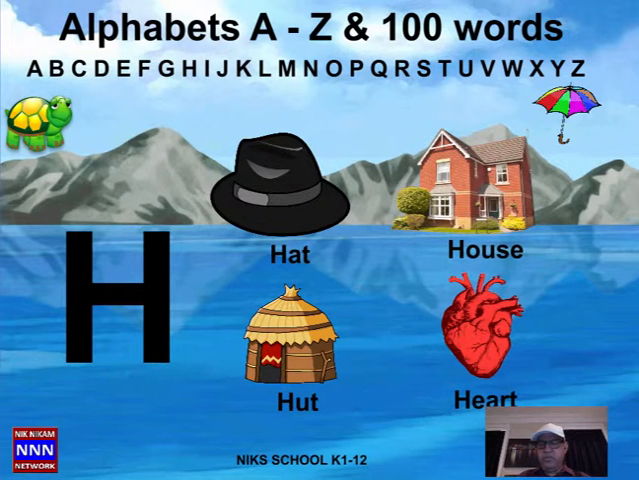Okay, what is this one? This is a heart. Where is your heart? Your heart is in your chest. What does the heart sound like? And when you are running, what happens to your heart sounds? Your heart goes fast. So that is heart. So hat, house, hut, and heart. All of these start with the letter H.